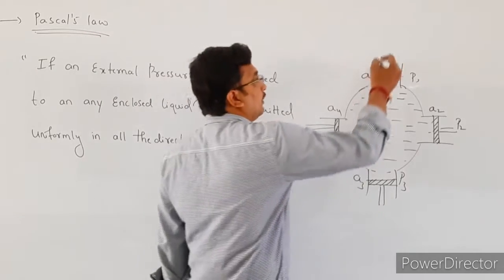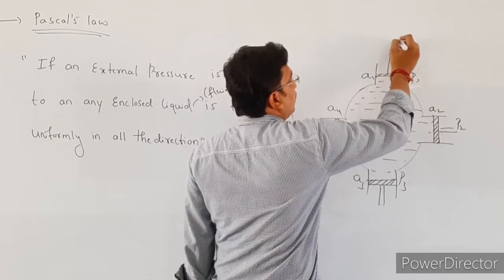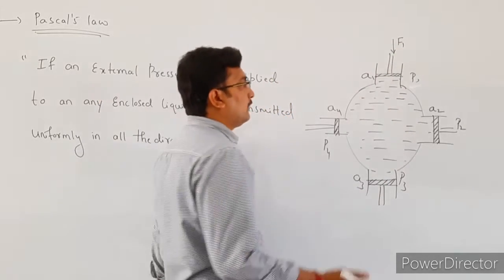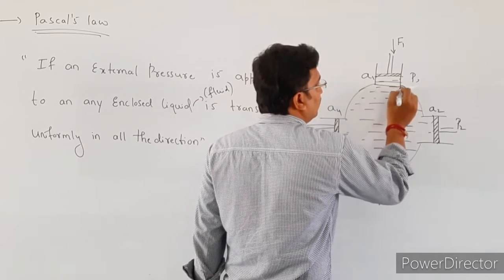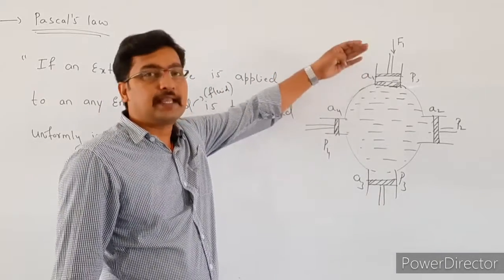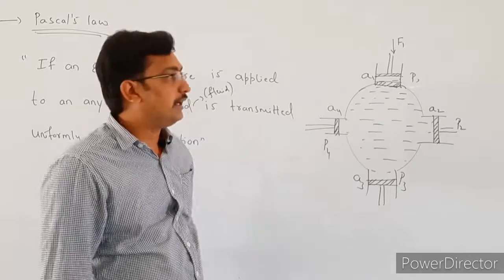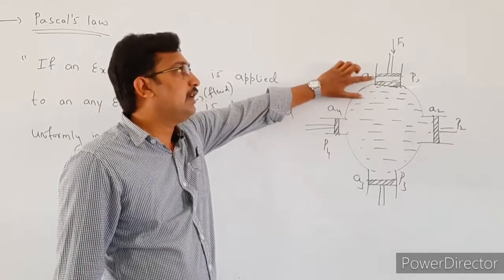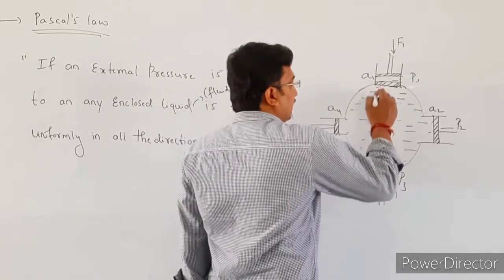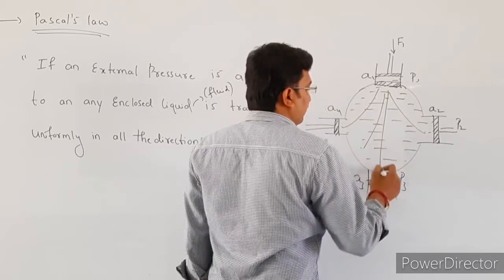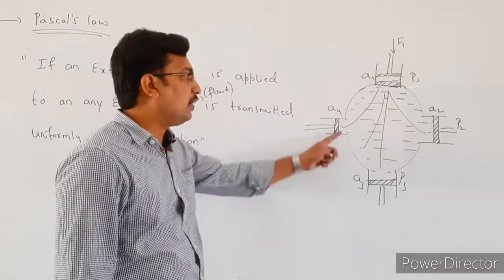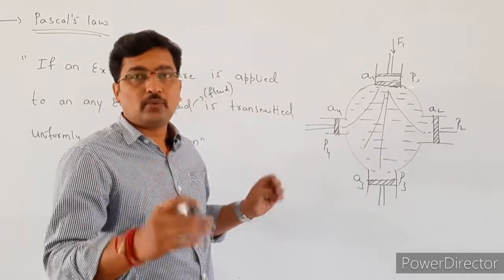Afterwards, we are going to apply some amount of force, F1, on the piston P1. Due to this force, that piston moves in the downward direction. In that case, this piston exerts some amount of pressure on the fluid, right? That pressure is distributed uniformly in all the directions. Due to that pressure, the remaining three pistons are moving in the outward direction.